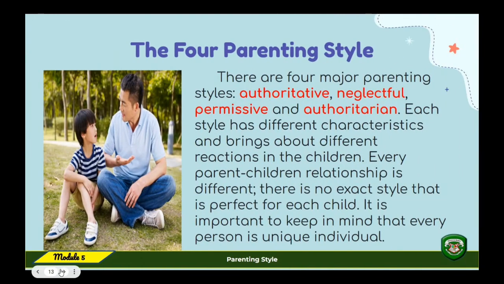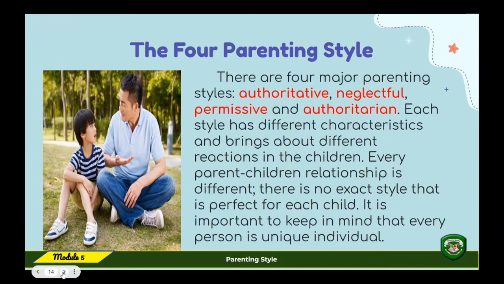Let's proceed to the four parenting styles. There are four major parenting styles: authoritative, neglectful, permissive, and authoritarian. Each style has different characteristics and brings about different reactions in children. Every parent-child relationship is different. There is no exact style that is perfect for each child. It is important to keep in mind that every person is a unique individual because we are different.